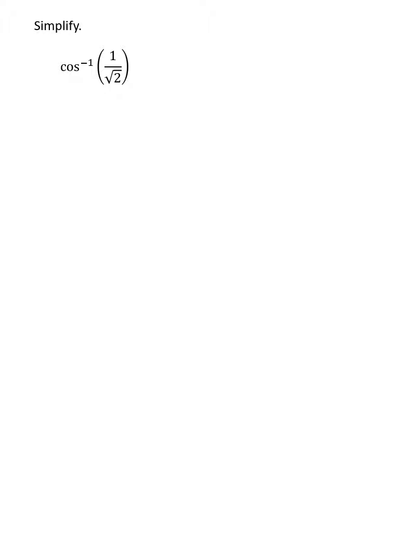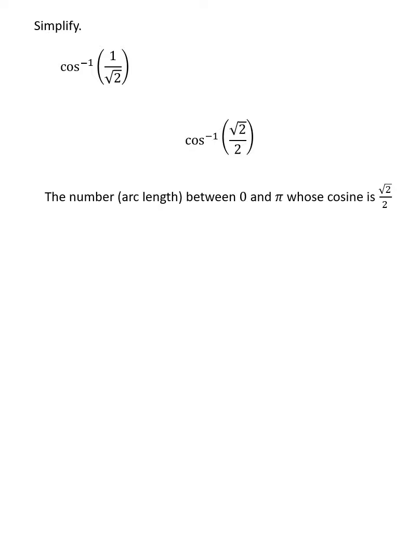Starting with the first. In this problem, what occurred to me when I rationalized the denominator is that 1 over radical 2 is the same as radical 2 over 2. And once I rewrote the problem this way, I thought about what the inverse cosine means.